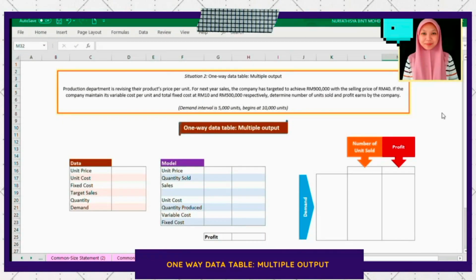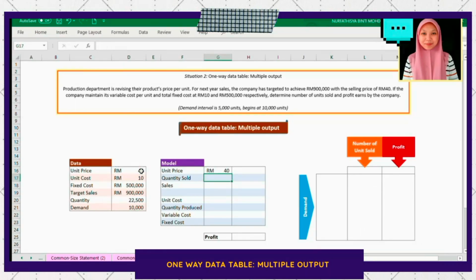Next, situation 2, one-way data table, multiple output. I need to determine the number of units sold and profit earned by the company. First, extract the data from the equation. Assume that the quantity is 22,500 units by dividing 900,000 of target sales by unit price of 40 ringgit. Also assume that the demand is 10,000 units.